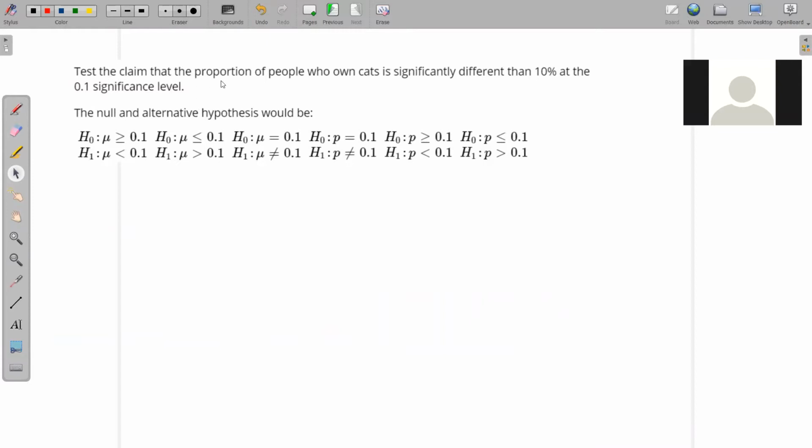All right, so test the claim that a proportion. Okay, so right away, I'm on a piece of paper saying, oh, proportion. So that means I've got a P, not a mu. So any of these that are mu's are not relevant to this problem. Significantly different. All right, so significantly different, that's not more than, that's not less than, that's just different, not equal. So that's a not equal.